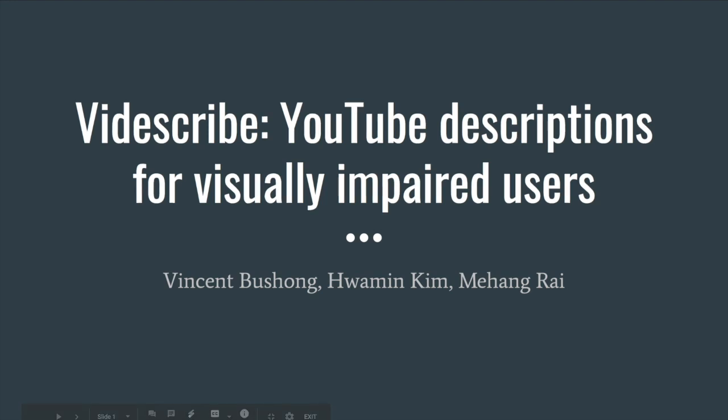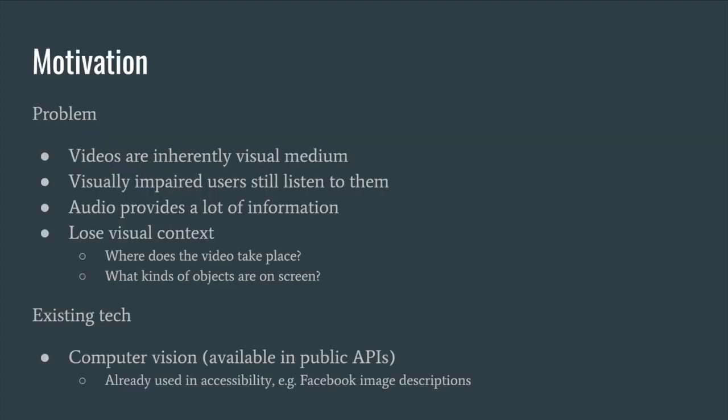This project is Videscribe, a YouTube description generator for visually impaired users. So, the problem we wanted to address with this: videos are an inherently visual medium, obviously, but visually impaired users still have reason to listen to them. The audio itself provides a lot of information in a lot of different contexts, whether it's educational or news or entertainment or anything like that.